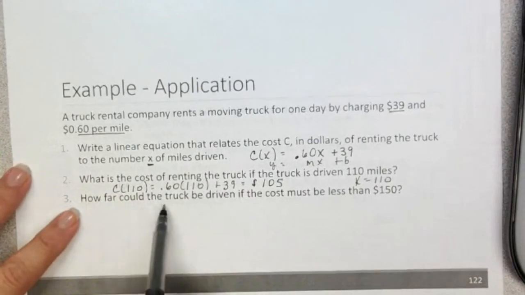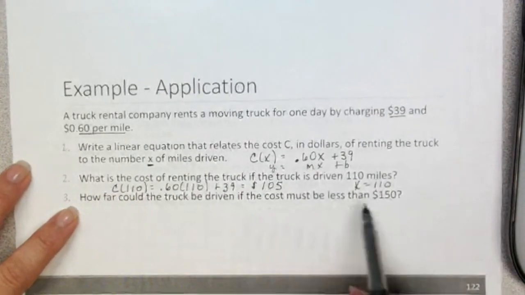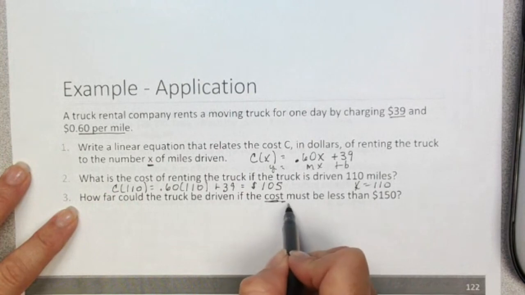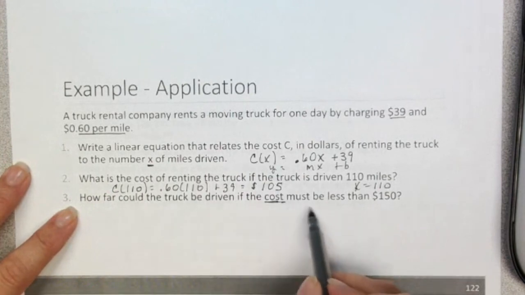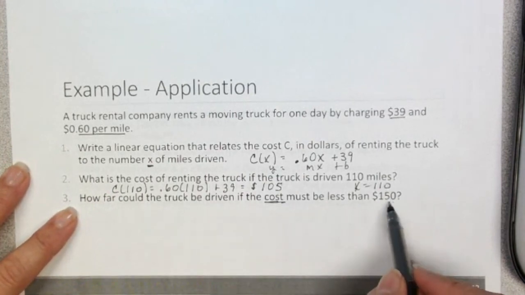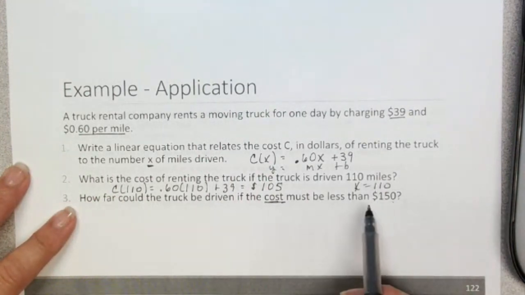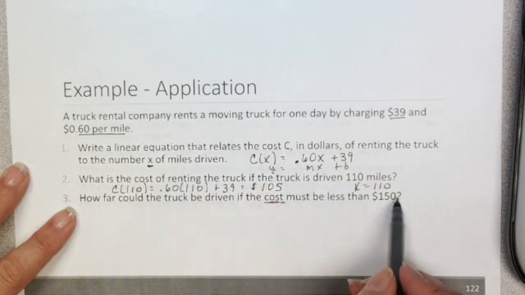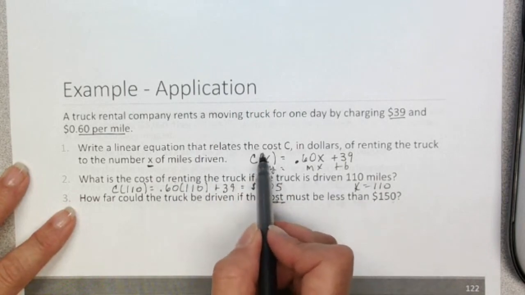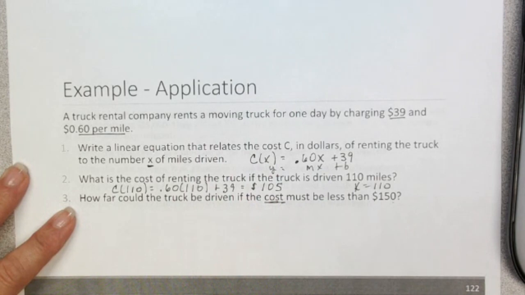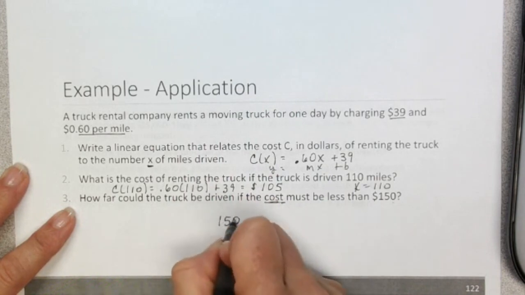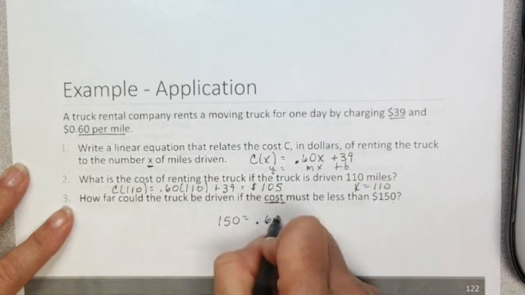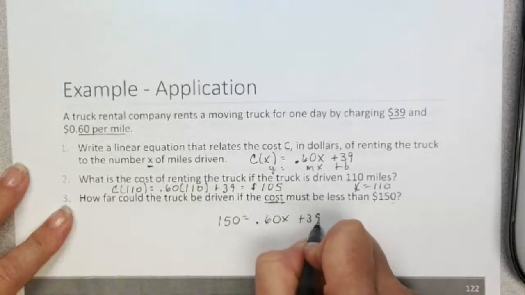How far could that truck be driven if the cost must be less than 150? So the cost, C of x, has to be less than 150. We want to know the farthest we can drive if we can't spend more than 150. I only have $150 for this moving truck, so I have to make sure I don't drive more than what I can drive for $150. So what would I do? I'm going to substitute that 150 in for the C of x and then solve for the number of miles. So I'm going to say 150 is equal to 0.60x plus the 39.